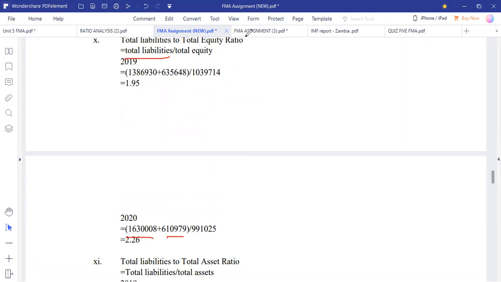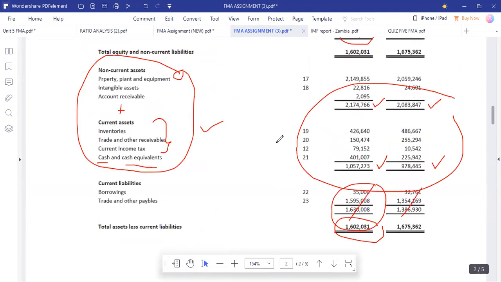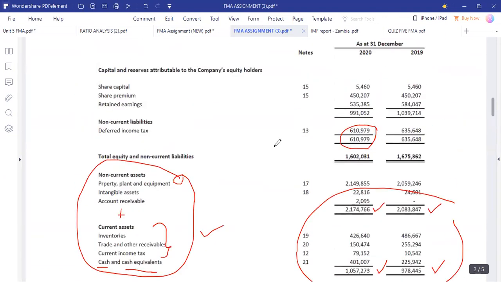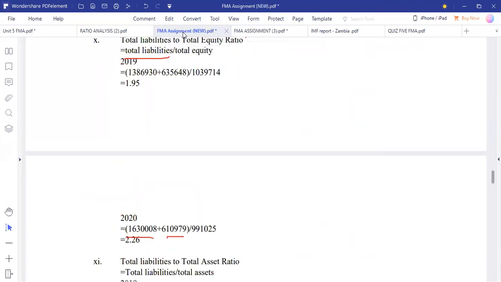Then the total equity, we look for it in the table here. What is our total equity? Total equity is found in the balance sheet, which is our share capital, which also includes our retained earnings. So our retained earnings, total equity is here. 991, 1039. 991 is here and 1031. So this represents the ratio.